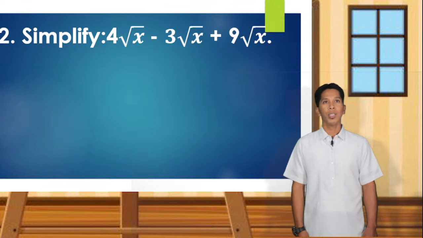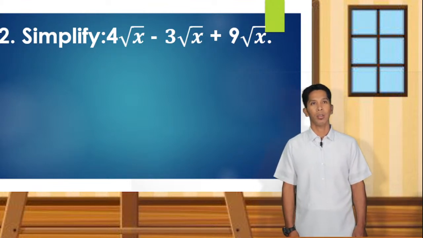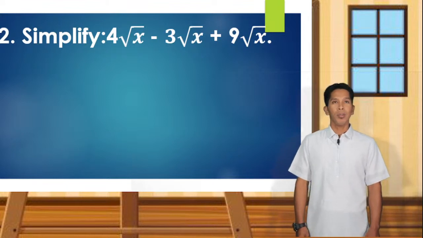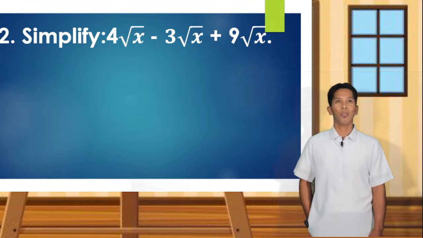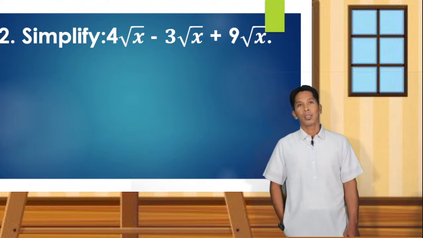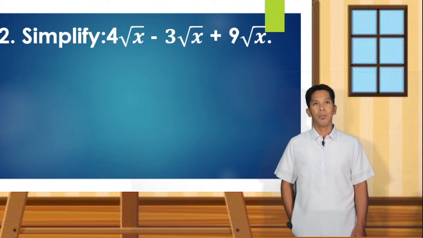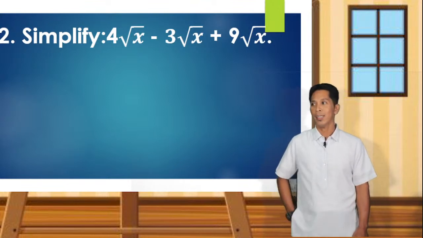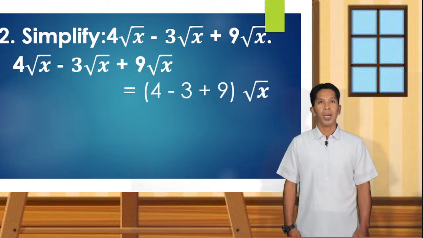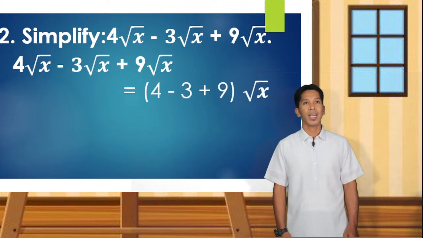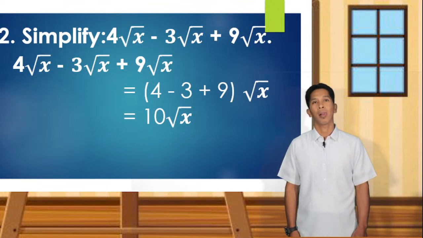Simplify 4 square root of x minus 3 square root of x plus 9 square root of x. If we observe again, all of them are similar radical expressions, so we will just perform the indicated operations. We subtract 4 minus 3, so we get their difference, and that is 1, and then add it to 9. So we have 4 minus 3 is 1, plus 9, so we have 10 square root of x.